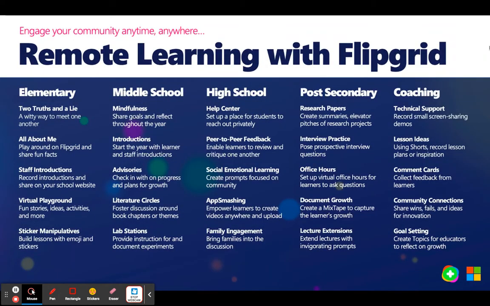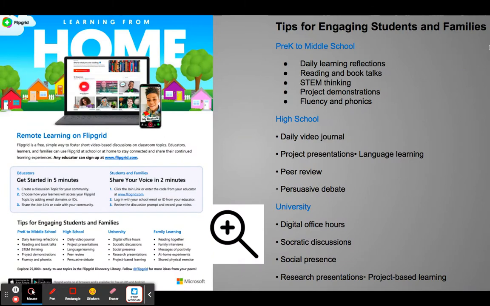There are many different options that are shared on the website for elementary usage, middle school, high school, post-secondary, and even coaching. Specifically looking at the pre-K to middle school and high school areas, they offer several important suggestions to use Flipgrid: daily learning reflections, reading and book talks, STEM thinking, project demonstrations, fluency and phonics, daily video journals, project presentations, language learning, peer review, and persuasive debate.